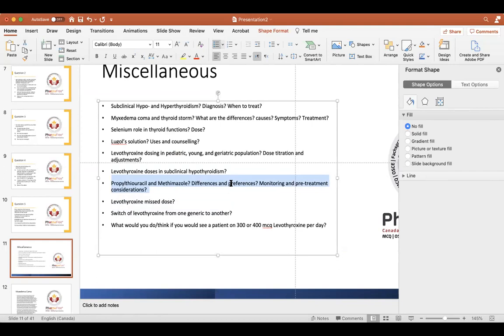Methimazole is preferred over propylthiouracil except in pregnancy. It's the other way, propylthiouracil is preferred. That's what I know, in pregnancy? First trimester only. Yes. And we double the dose, right? What? We double the dose in pregnancy.